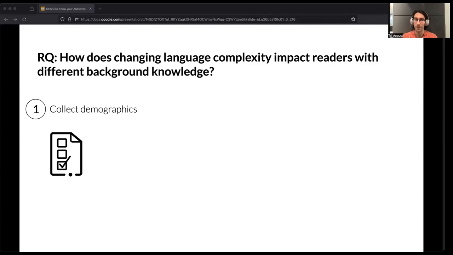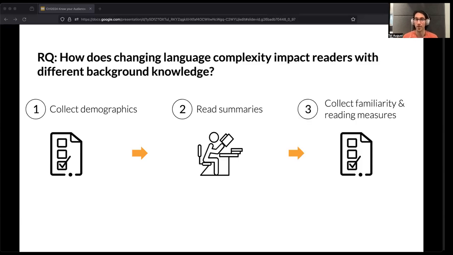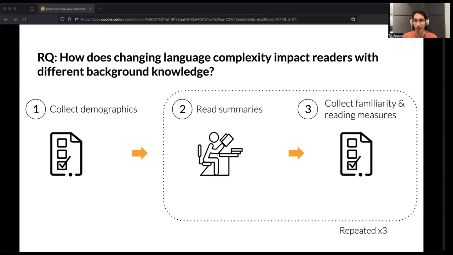The study was a within-subject study where we recruited participants from Mechanical Turk, and after collecting demographic information, we had participants read a summary of a scientific paper, and the summary was broken down into accordions that answered key questions about the paper. So for example, what did the paper study or what did the paper find? After reading these summaries, participants answered questions about their reading experience and familiarity with the summary's topics. For the study, participants read 3 summaries, one at low complexity, one at medium complexity, and one at high complexity. The second 2 steps, reading a summary and then responding with familiarity measures and reading measures, was repeated 3 times for a study.